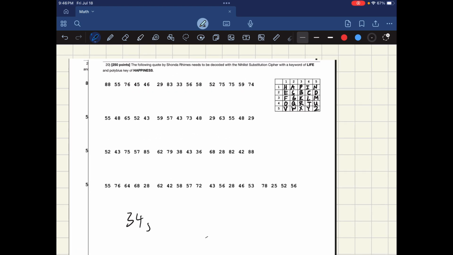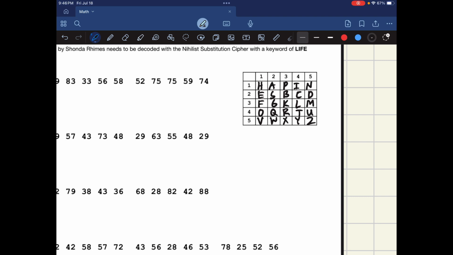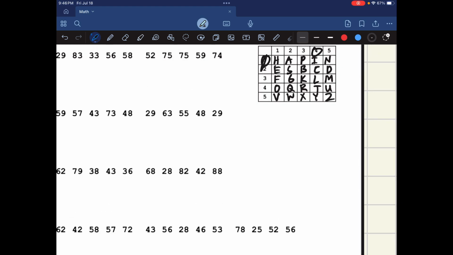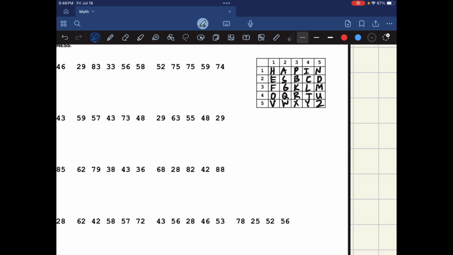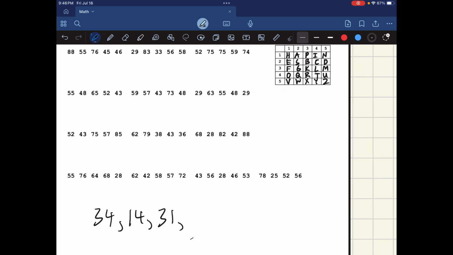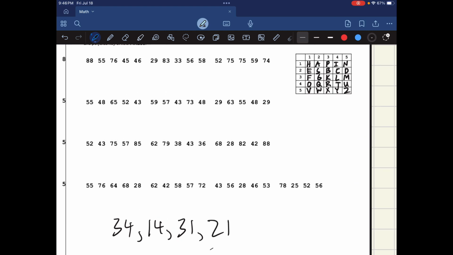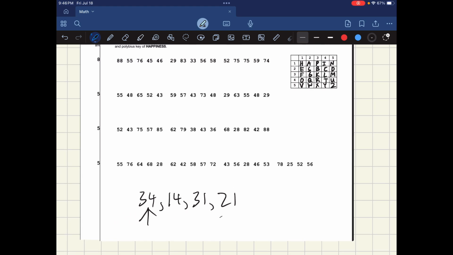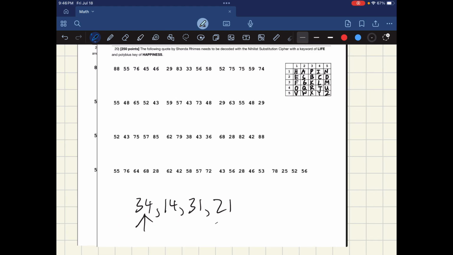Then we go to I, which is the next letter. I corresponds to 1, 4, which is 14. Then we go to F, which corresponds to 31. Then E, which corresponds to 21. So this is our keyword life. And what we do is we put our left index finger onto 34.